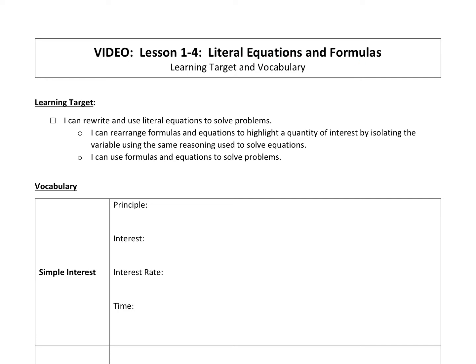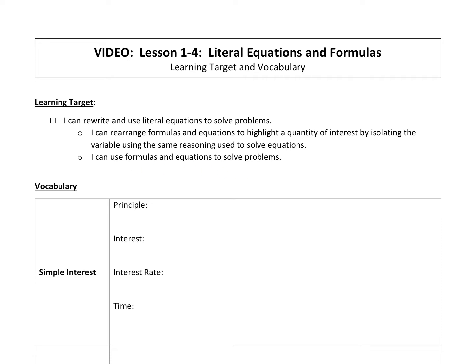So our learning target: we're going to be able to rewrite and use literal equations to solve problems. We're going to be able to rearrange formulas and equations to highlight a quantity of interest by isolating the variable, using the same reasoning used to solve equations. We're going to be able to use formulas and equations to solve problems.